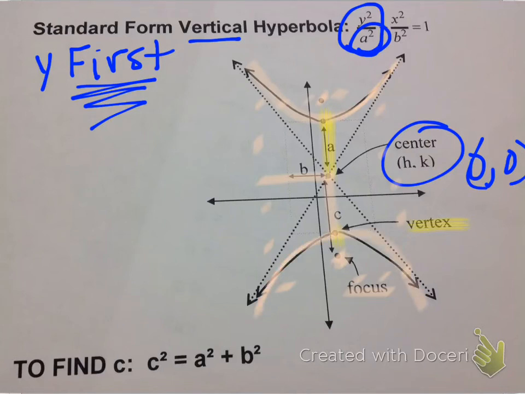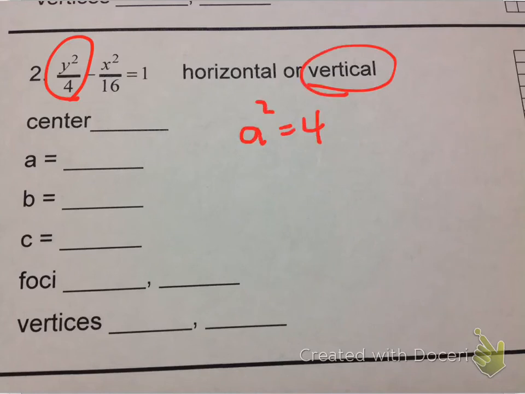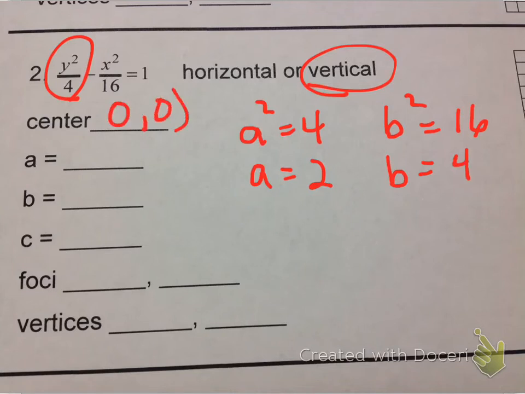So let's look at the example that goes with this one. So y squared is first, that makes it vertical. A squared is 4 because that's the first denominator. B squared is 16. That means A is going to be 2. That means B is going to be 4. So what do I know here? I know the center is at 0, 0 because they all are going to be at 0, 0. A is at 2, B is at 4.